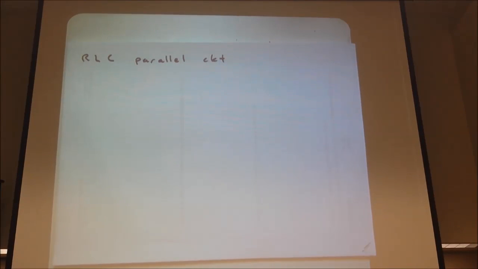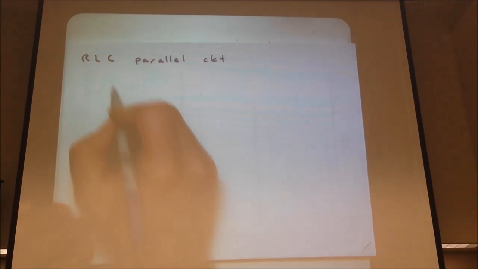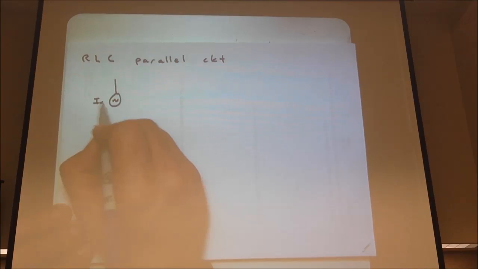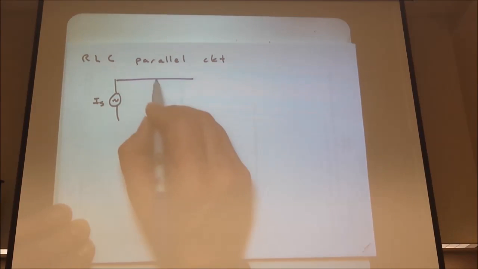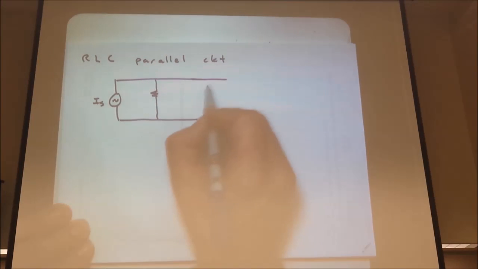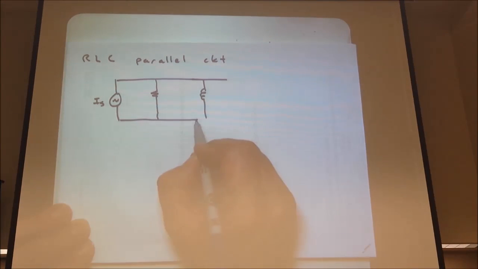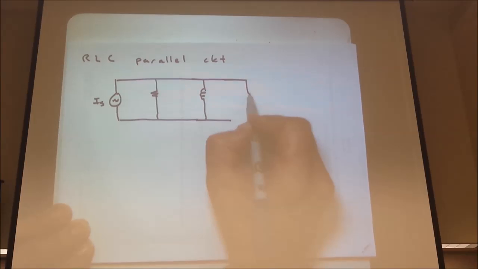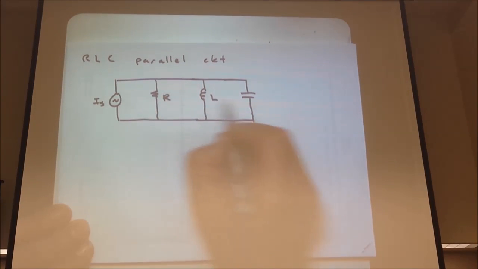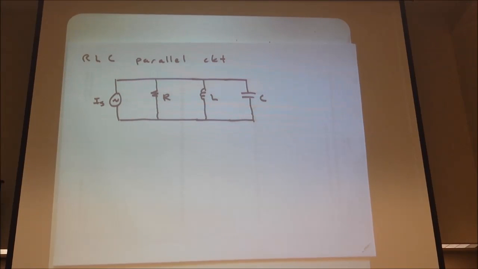And again, the iconic circuit: the current source, a resistor, an inductor, and a capacitor. R, L, and C. Then we can ask the same questions once again.